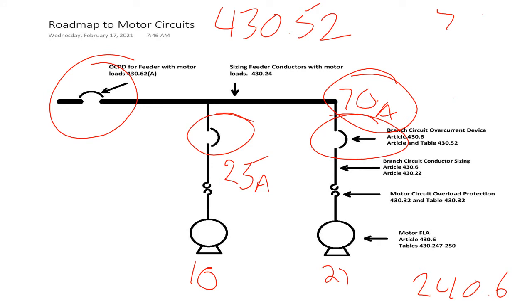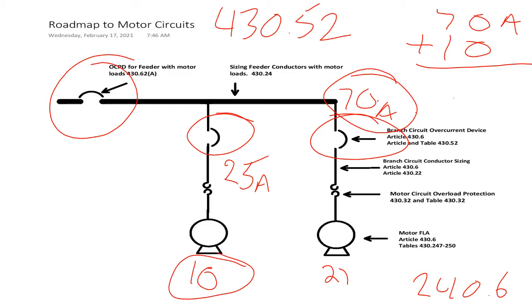I take 70 amps according to 430.62 and I increase that by the table FLA of the remaining motors on the circuit. That would be this guy right here, 10 amps. So 70 plus 10, 80 amps. That means I have an 80 amp breaker to install on the feeder, protecting this 70 and that 25.